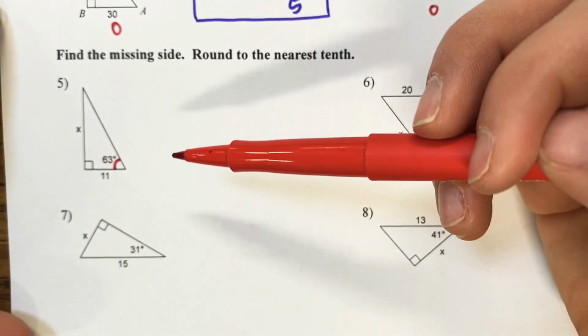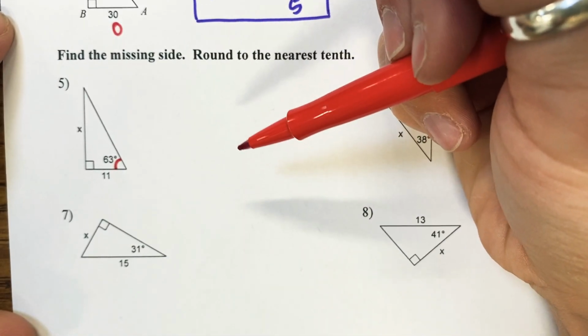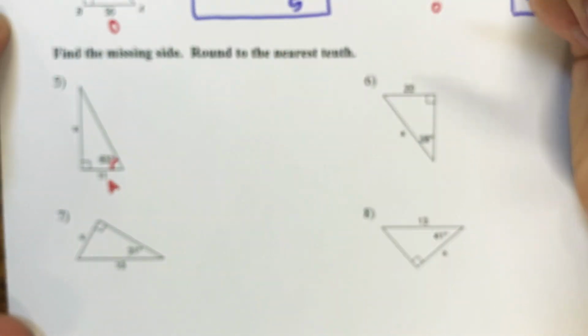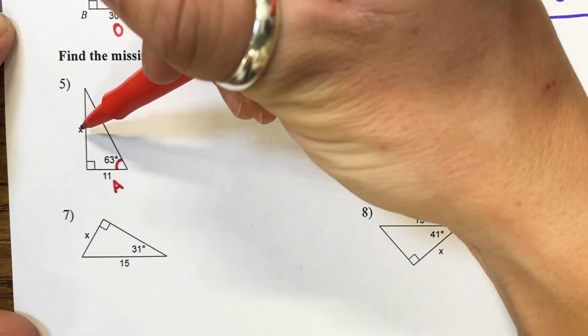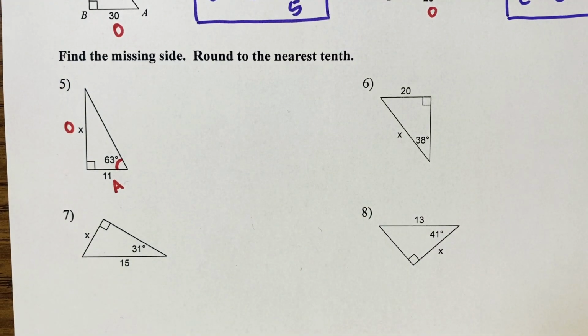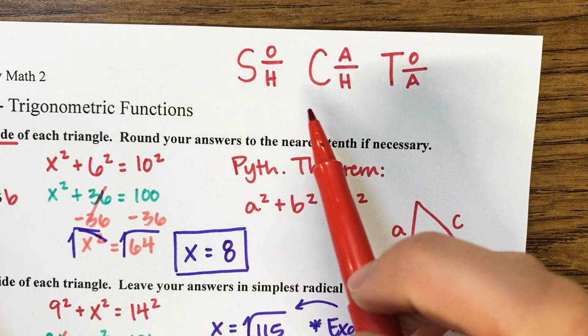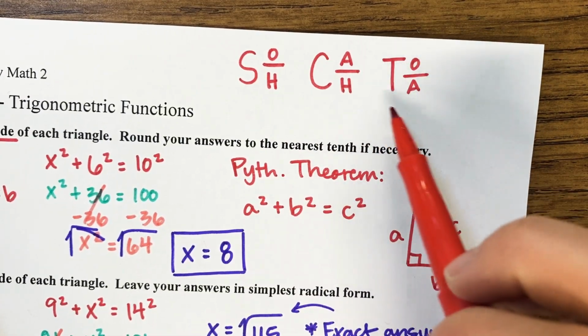Which 2 sides is it giving us now? Okay, well I see that 11 is right next to 63, so that tells me adjacent. And then x is on the opposite side of 63, so opposite. Okay, now we know what 2 sides, we need to find which function we're using. So opposite and adjacent is going to tell us tangent.